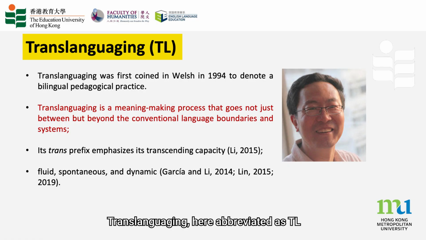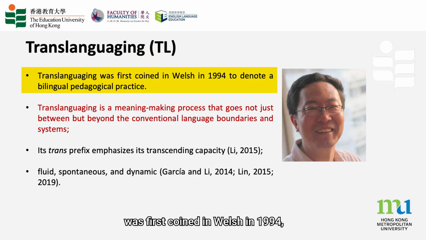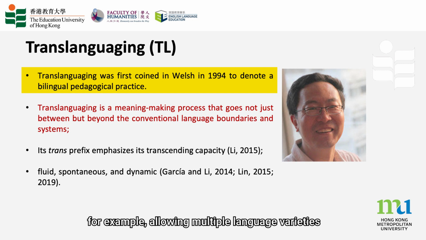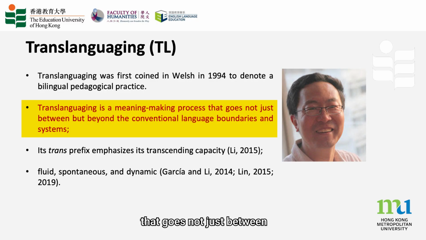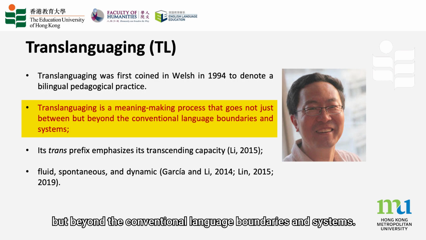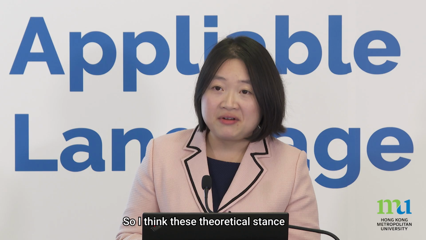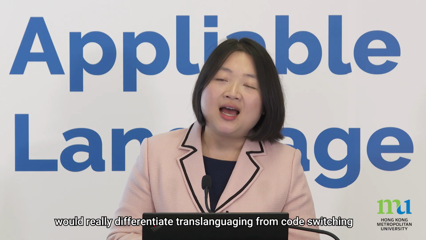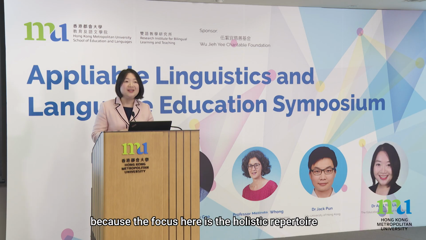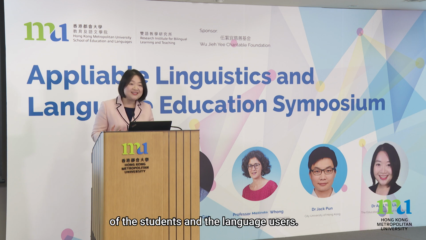Translanguaging, here abbreviated as TL, was first coined in Welsh in 1994 to denote a bilingual pedagogical practice. For example, allowing multiple language varieties or meaning-making resources in the classroom. And translanguaging is a meaning-making process that goes not just between, but beyond the conventional language boundaries and systems. So I think this theoretical stance would really differentiate translanguaging from code switching, because the focus here is the holistic repertoire of the students and the language users.